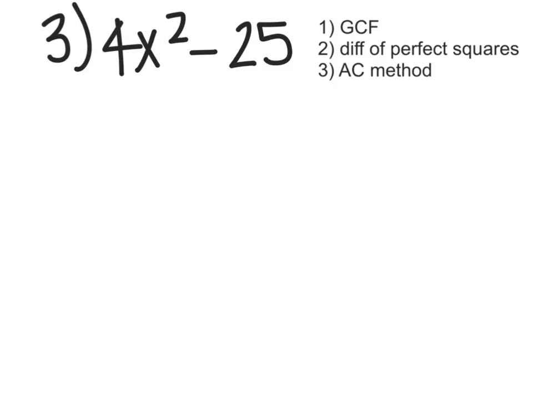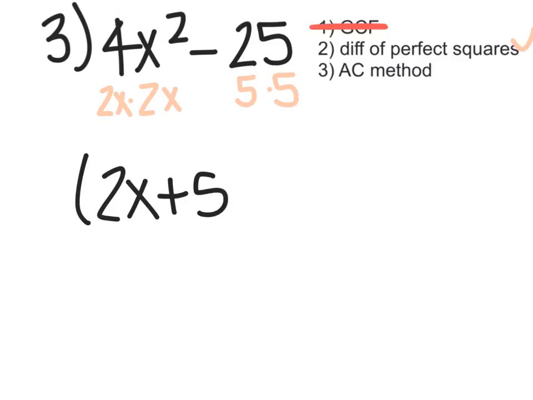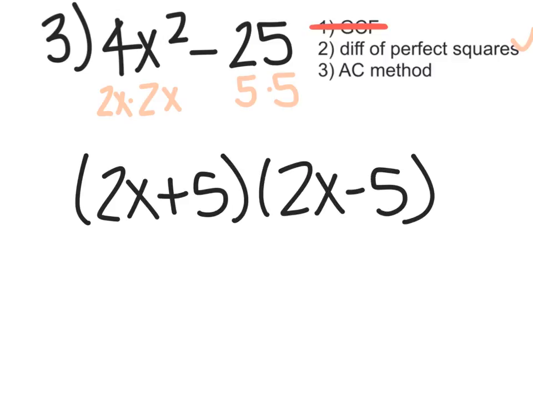So my next question is number 3, 4x squared minus 25. First thing I'm looking for is a GCF. Can I divide 4 and 25 by something? I cannot, so there is no GCF in this problem. Number 2, I have to figure out if it is a difference, so a subtraction, of perfect squares. Well, 4x squared is 2x times 2x, and 25 is 5 times 5. So this is a difference of perfect squares, and my answer would be (2x plus 5)(2x minus 5). Remember, when it's a difference of perfect squares, there is always one plus and one minus every single time.